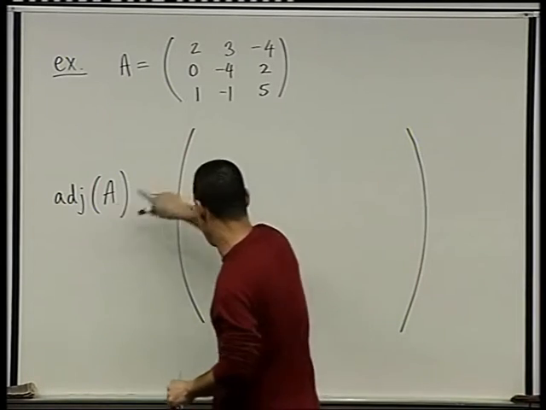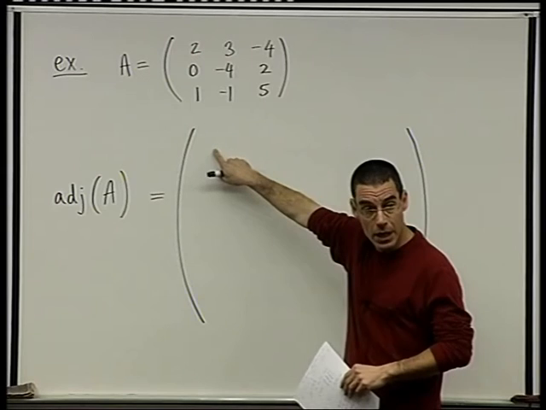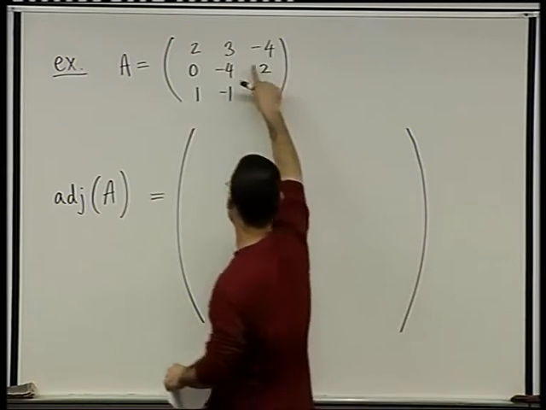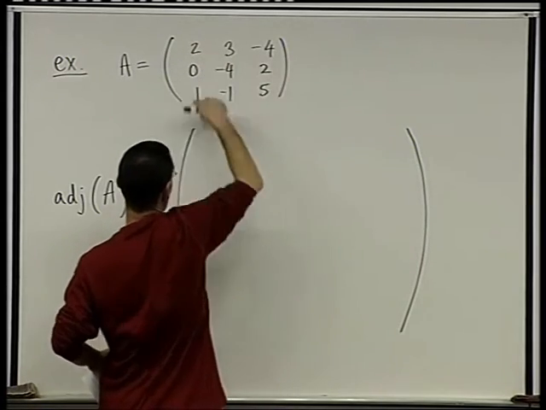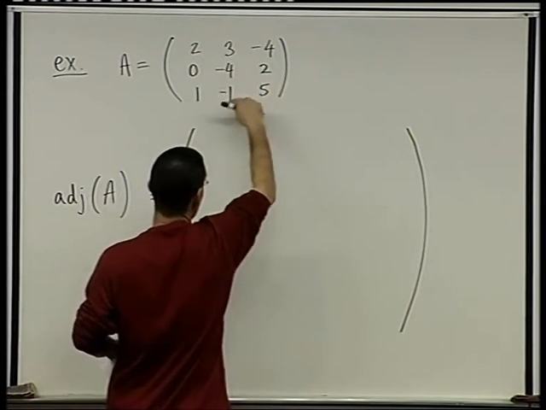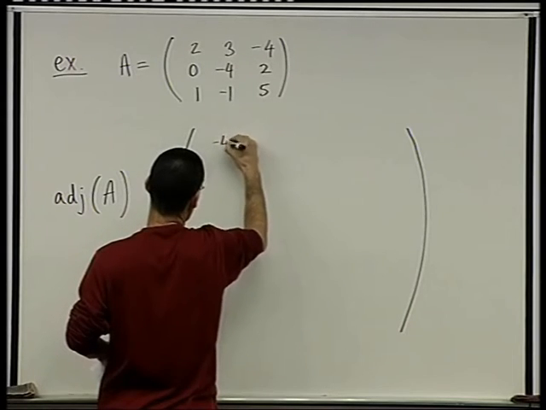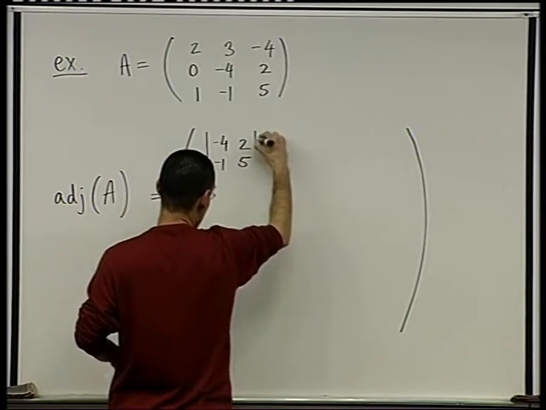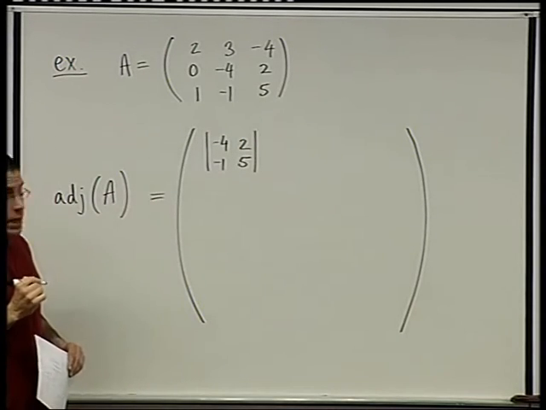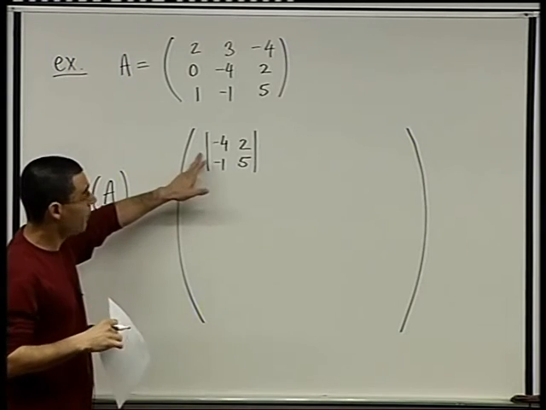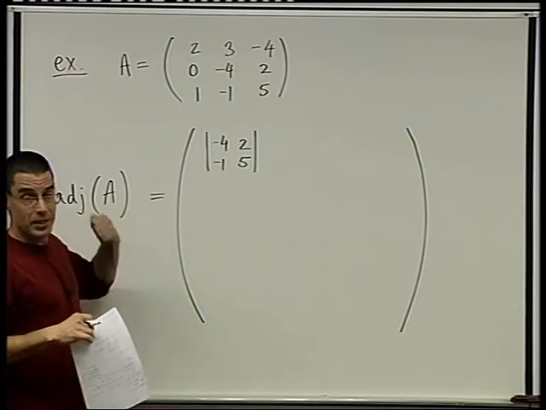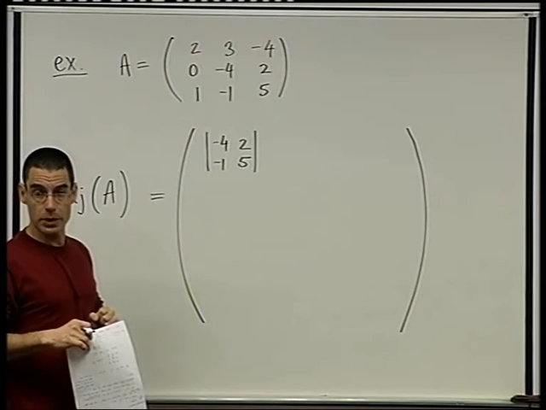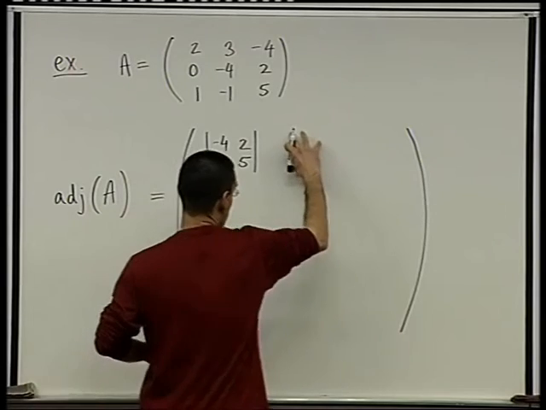Okay, so the first entry, the 1, 1 entry, is the minor corresponding to 1, 1. So it's this minor here, right? Cross out the first row and the first column. It's this minor here, let's write it, negative 4, 2, negative 1, 5 determinant, right? That's M11. And now I need to decide if there's a plus or a minus here. So it's minus 1 to the power 1 plus 1. So there's no minus, it's a plus. Do you agree?